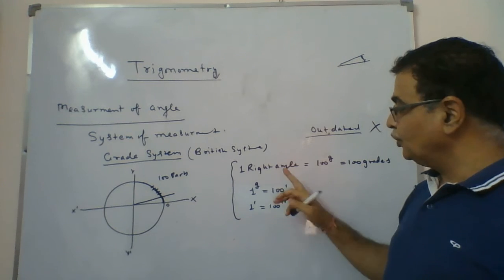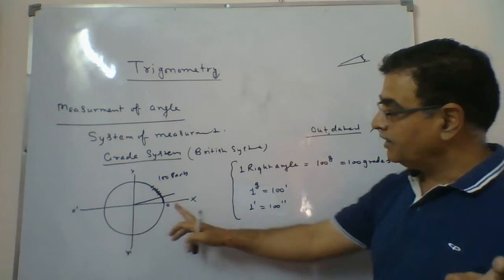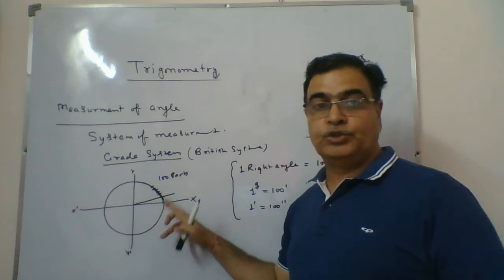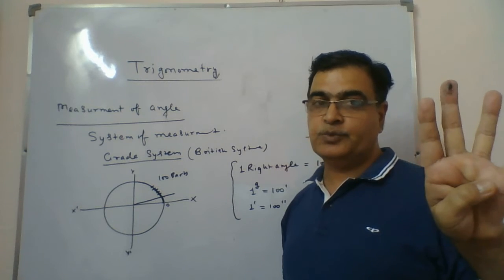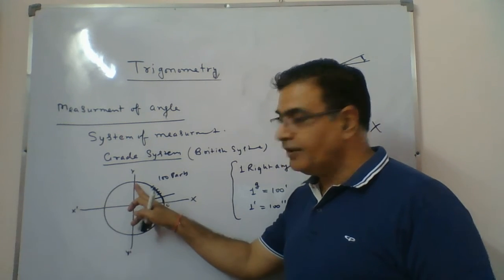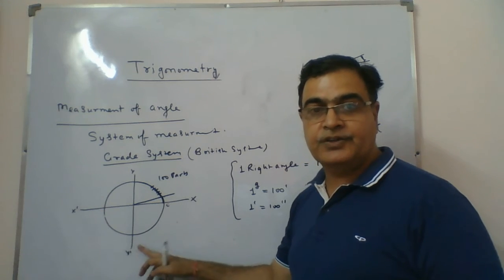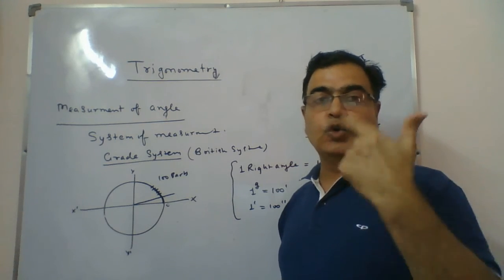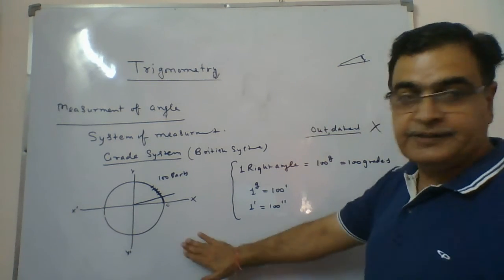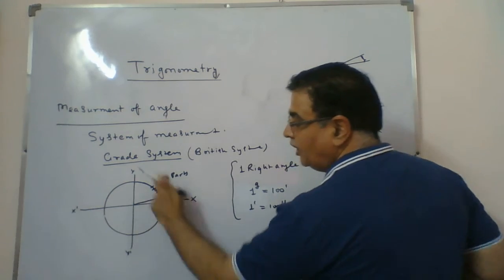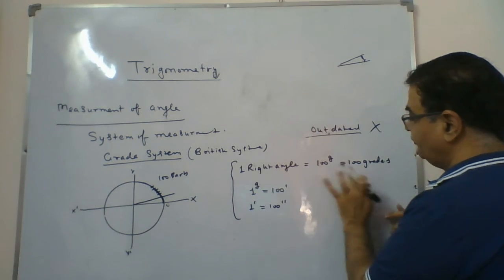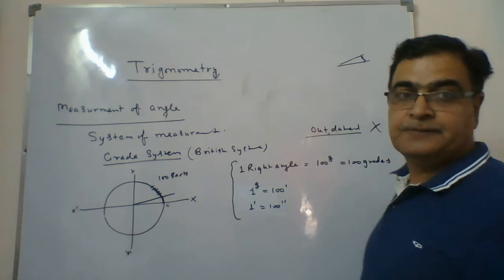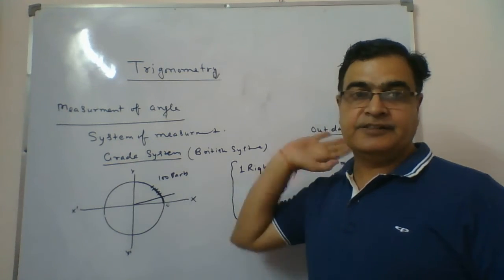In this case, we should know one right angle is 100 grades. Each right angle they have divided into 100 parts. So in one complete round, how many grades will there be? 400 grades. 0 to 100 grades, 100 to 200, 200 to 300, 300 to 400. So each quadrant has 100 grades, and the total is 400 grades. Each right angle is 100 grades, one grade is 100 minutes, 1 minute is 100 seconds. This way you have the grade system.